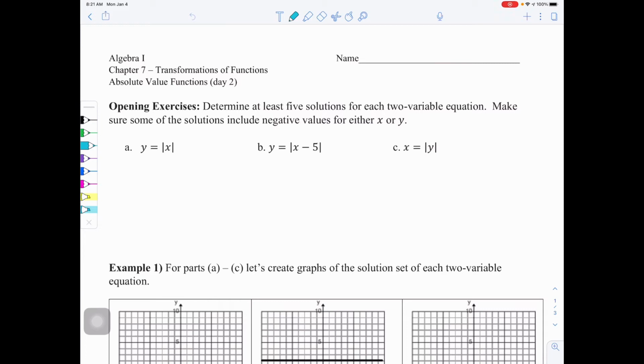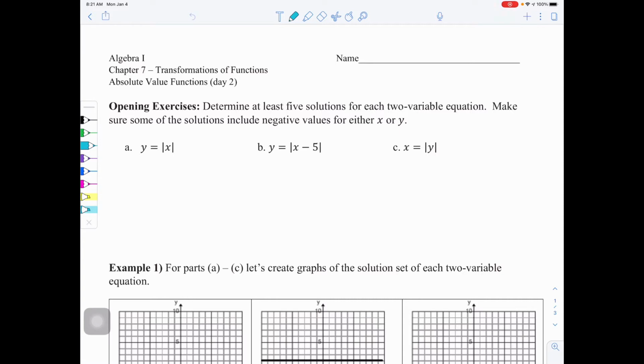Our next lesson is called Absolute Value Functions Day 2. We'll start with the opening exercises. Determine at least 5 solutions for each 2-variable equation. Make sure some of the solutions include negative values for either x or y.